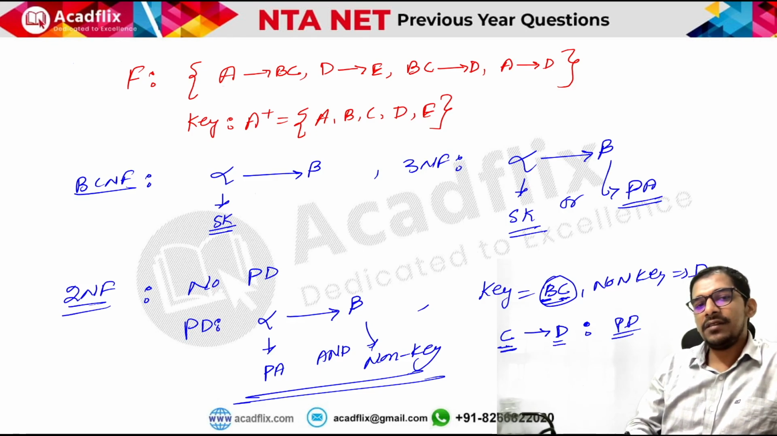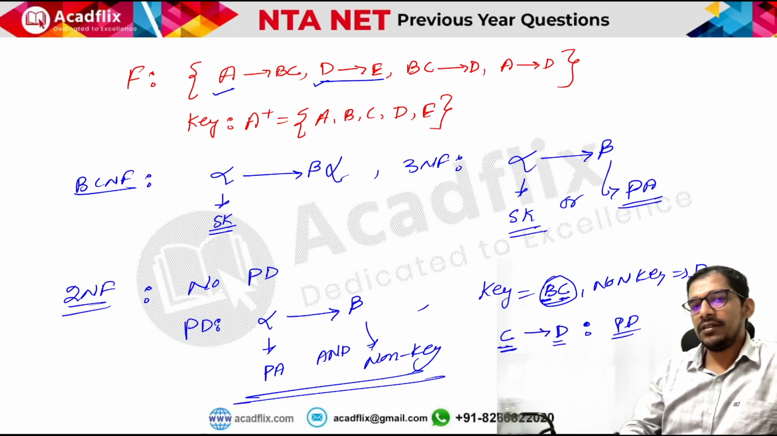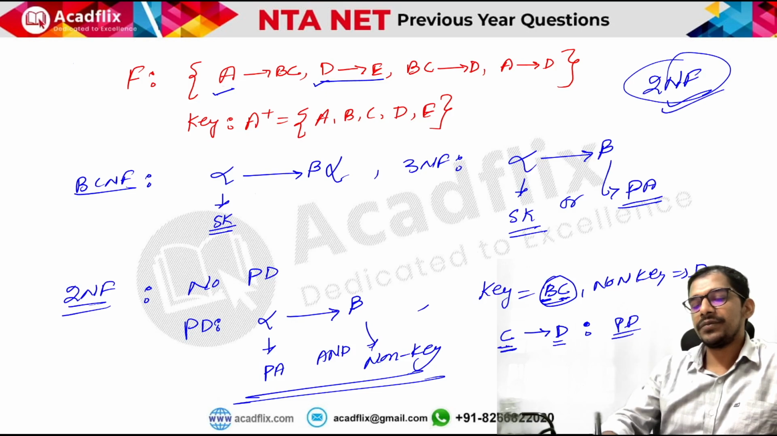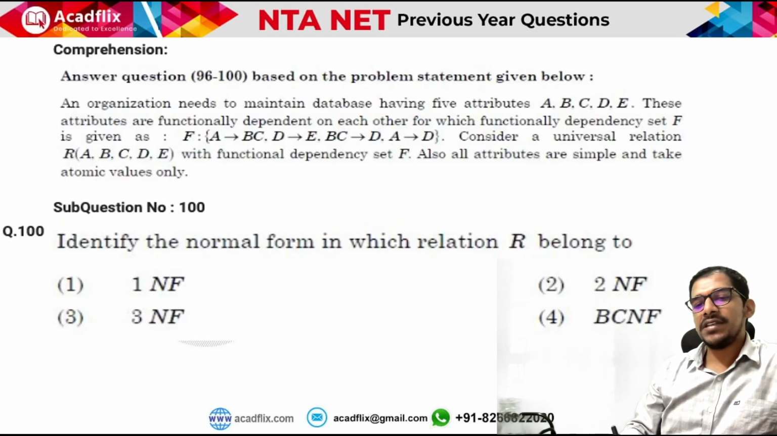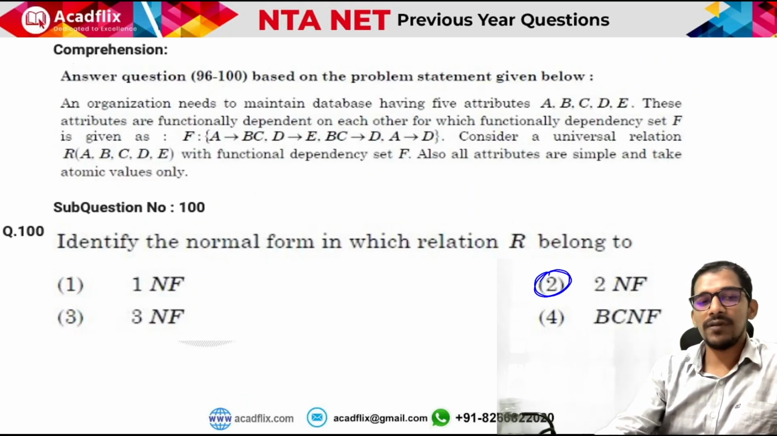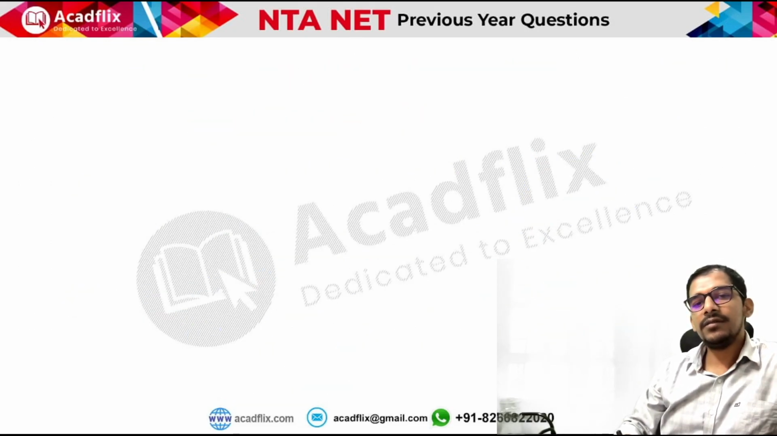In this one you will see that the left hand side is a super key, so BCNF is satisfied by this functional dependency. But in this case the left hand side is not a super key, this means that BCNF is not satisfied. Same thing for 3NF: this is okay, but in this one neither the left hand side is a super key nor the right hand side a prime attribute. It is satisfying 2NF because there is no partial dependency in this relation. So the relation satisfies 2NF, the second normal form. This was the last question from NTA NET December 2019.